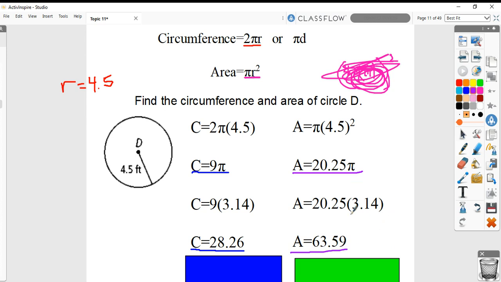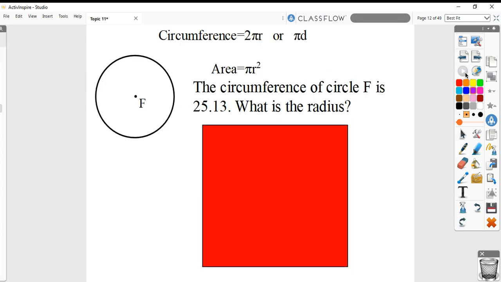It just depends on what answer choices they give you. That's all it depends on. All right? So that's what we got on the first problem. Take a look, flip over the page, look at the next one.